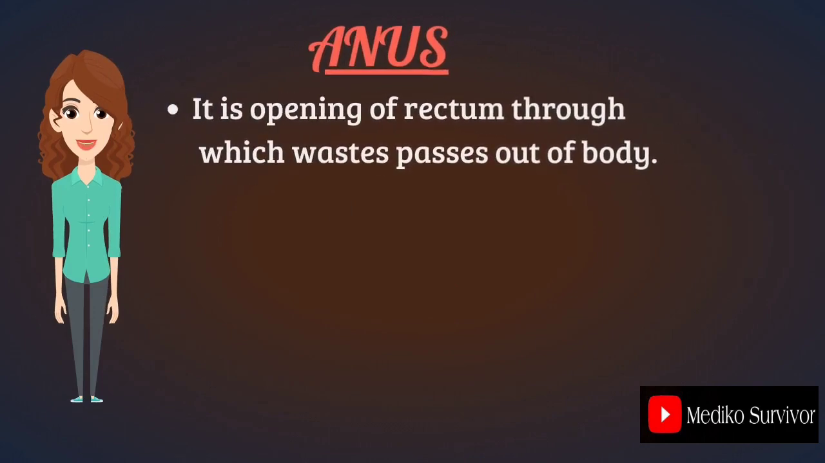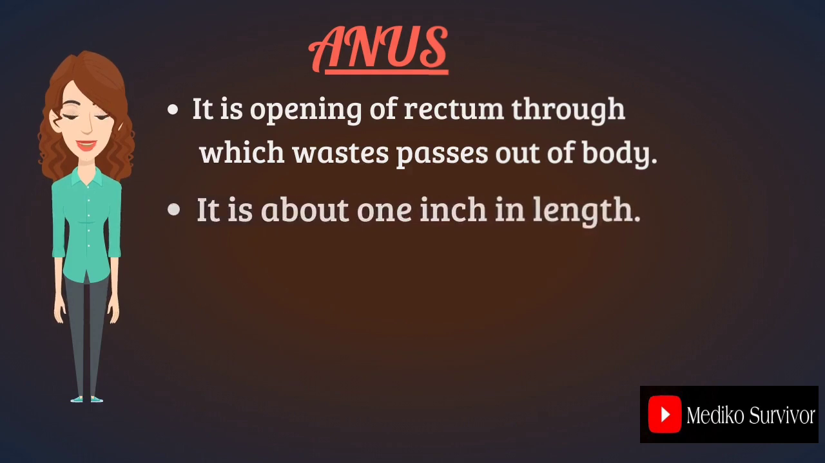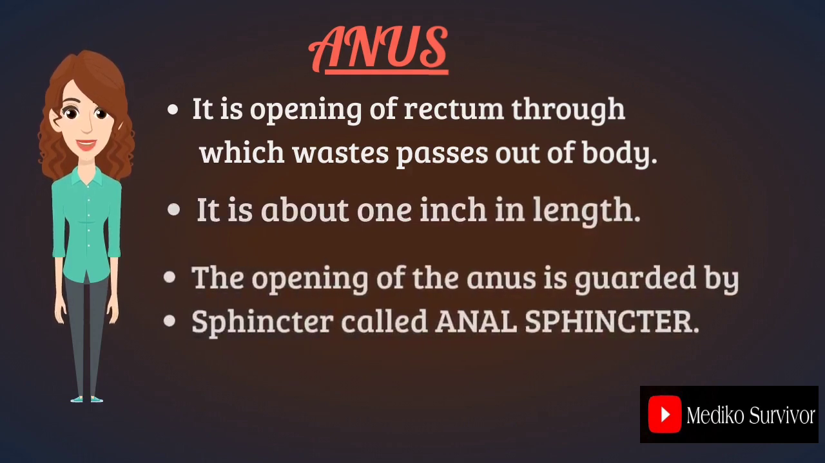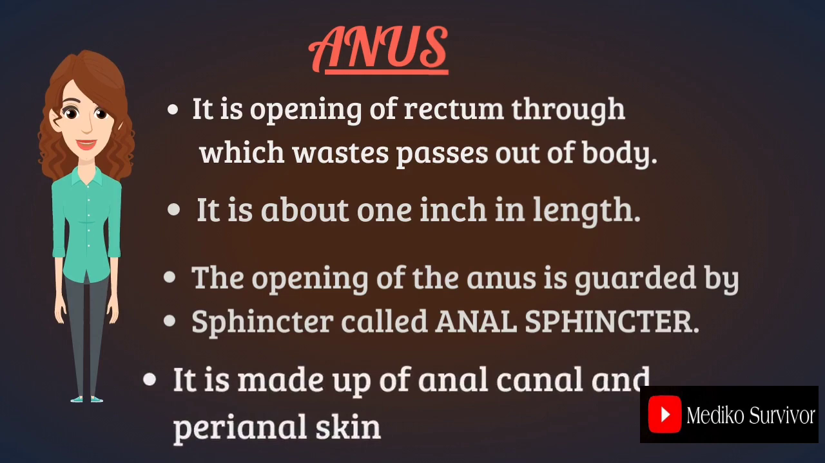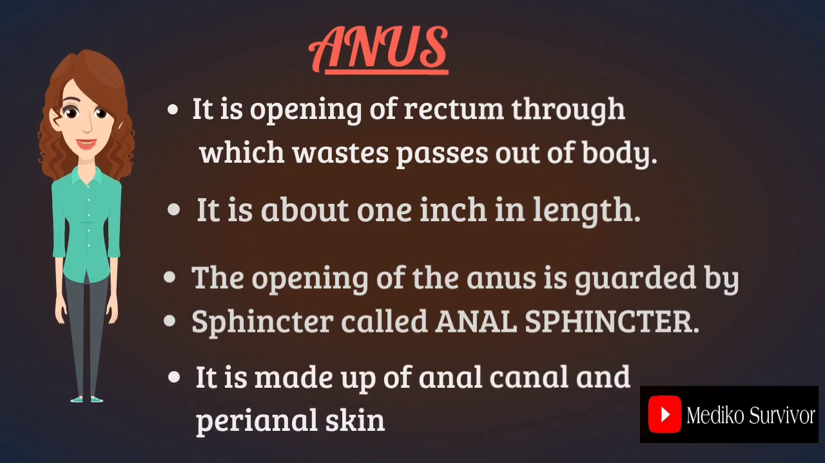The anus is the opening of the rectum through which waste passes out of the body. It is about 1 inch in length. The opening of the anus is guarded by a sphincter called the anal sphincter. This sphincter is under voluntary control. It is made up of anal canal and perianal skin.